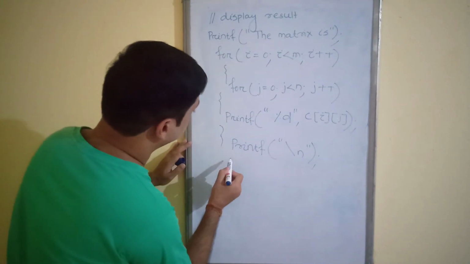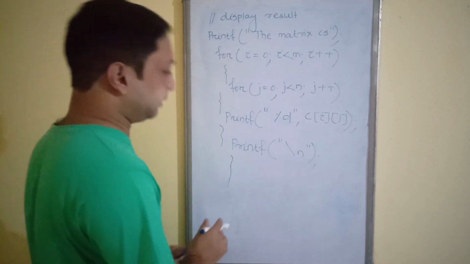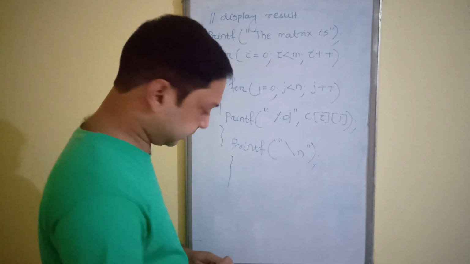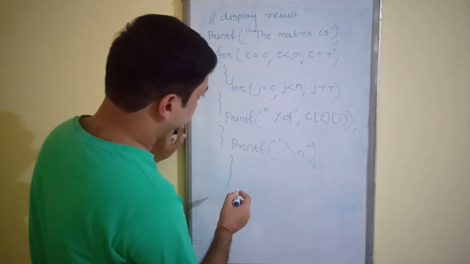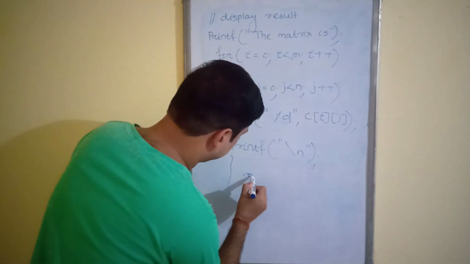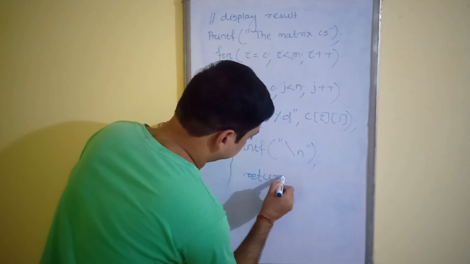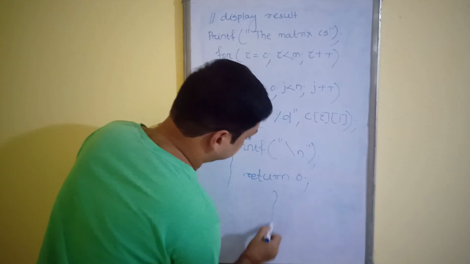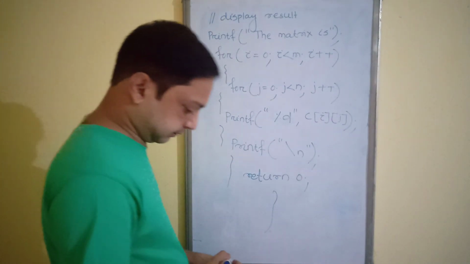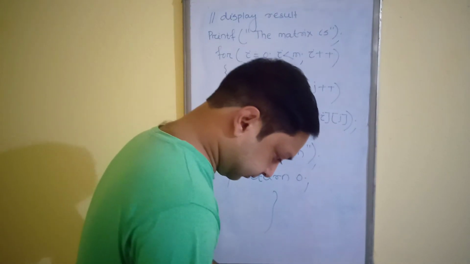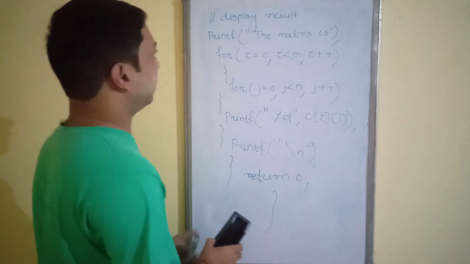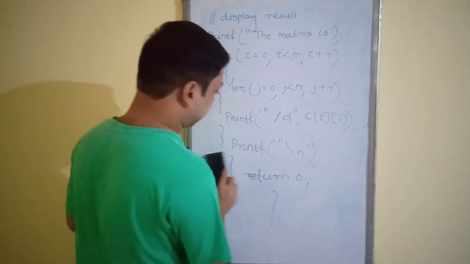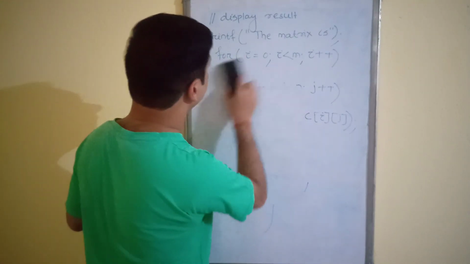So this is the end of this loop. This is the very simple logic. Then you have to return 0, and close the brace for the main part. So this is the entire program, the 5 steps you have already written. Now see how the output will look.